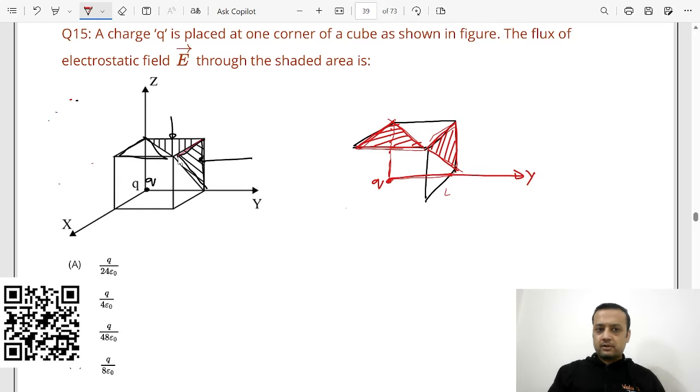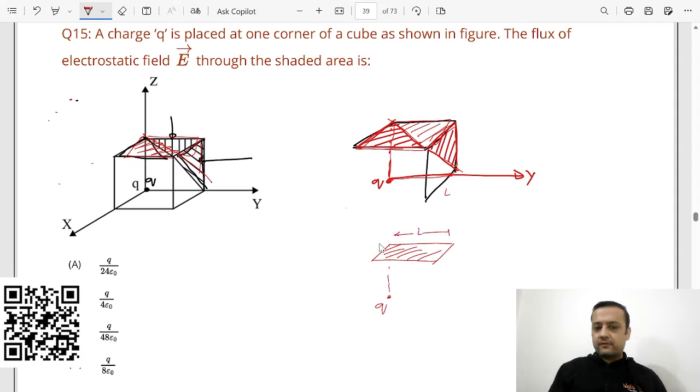Okay, so I'll draw this triangle over here now. So now effectively that means you have to find the flux through the top face, because this triangle was already present here. So what this question becomes is that you have to find the flux through this top face. Okay, this is the top face, and the charge is kept below this. This is the question. All right. Let's say the side length of this face is L.